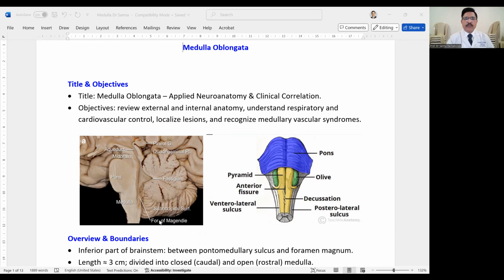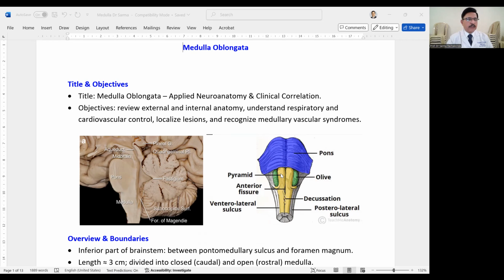Finally, this is the canal which continues into the spinal canal as the spinal cord. And in the spinal cord also, you have the continuation of the cerebrospinal space. When you look at this side, you have the pons, the blue colored one there, and there is a basilar groove in which the basilar artery sits. Below that is the medulla oblongata.